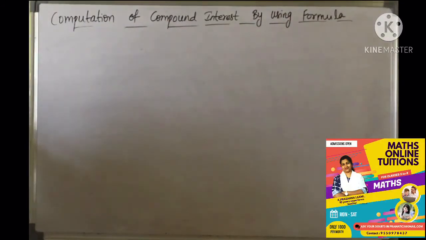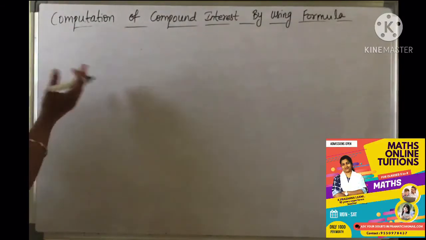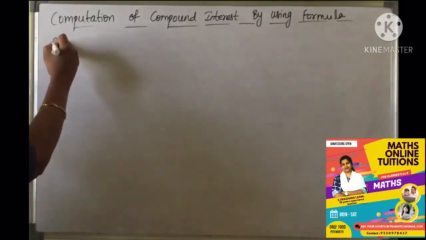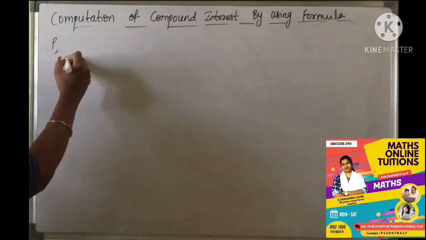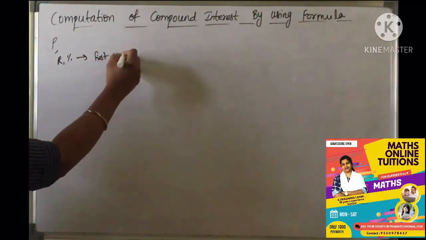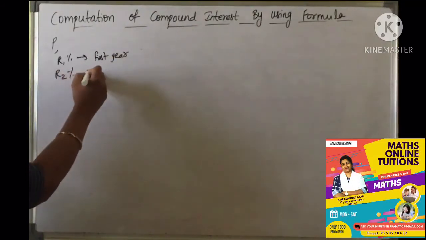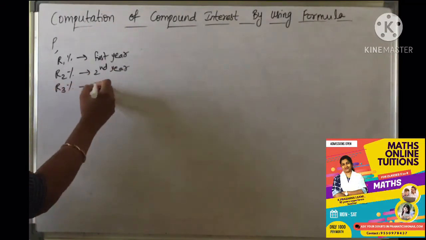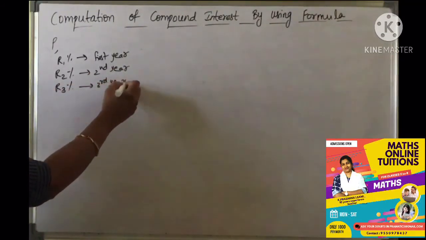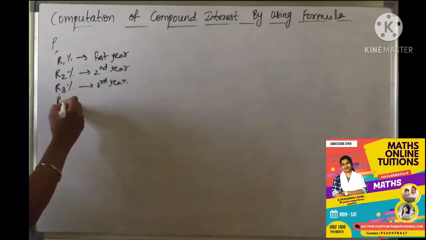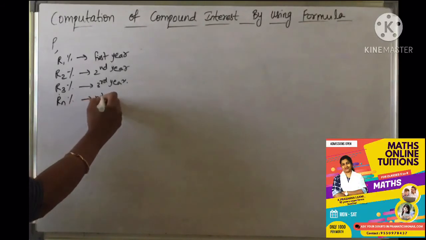Sometimes in sums you will get a different rate of interest for different years, children. In that particular case we can use a formula like this: let P be the principal, and R1 percent is the rate of interest for the first year, then R2 percent is the rate of interest for the second year, suppose R3 percent is the rate of interest for the third year, and so on, and in the last Rn percent for the nth year.